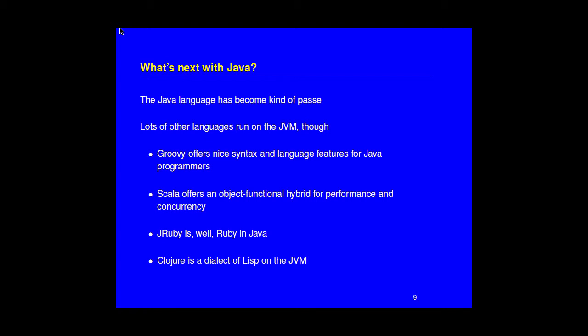Scala is a nice language that has a nice hybrid object-oriented programming and functional programming feature set. So it's pretty approachable by Java developers. Again, it runs on top of the JVM. There's also an implementation of the Ruby programming language called JRuby that runs on top of Java. And then for all you Lisp fans out there, there's Clojure, which is a dialect of Lisp that runs on top of the JVM, where you can do some very powerful things.